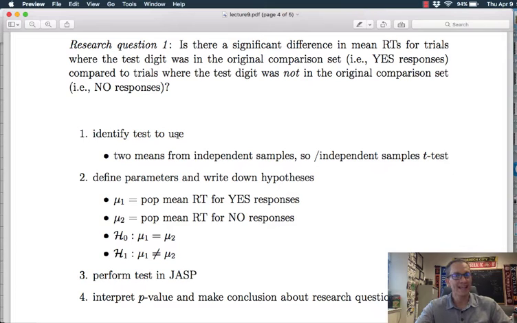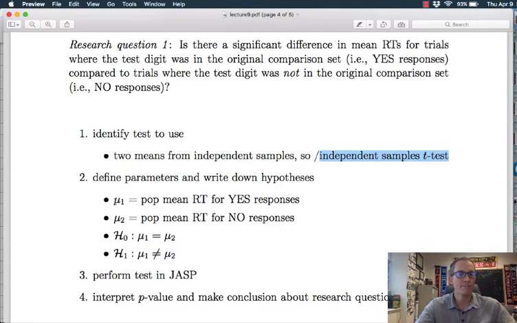So the first step is to identify the test we're going to use. We're going to use the independent samples t-test, again because we have two means and we have two independent samples. Now the second part, this is where we define our parameters and write down our hypotheses.